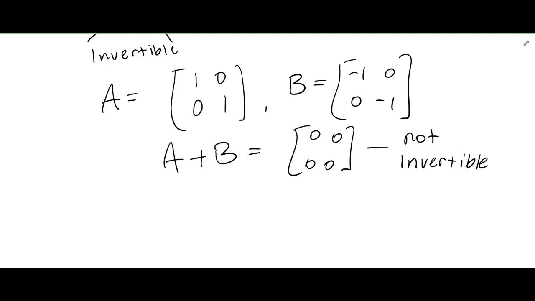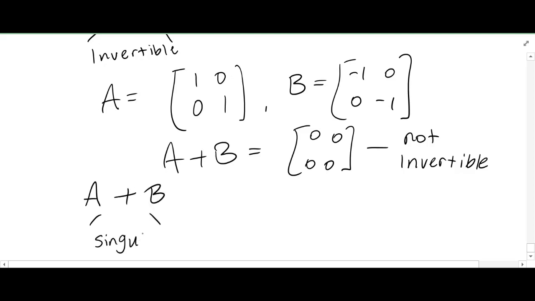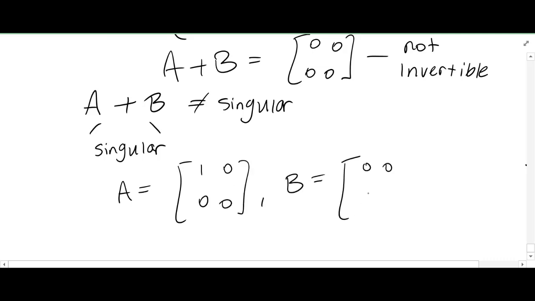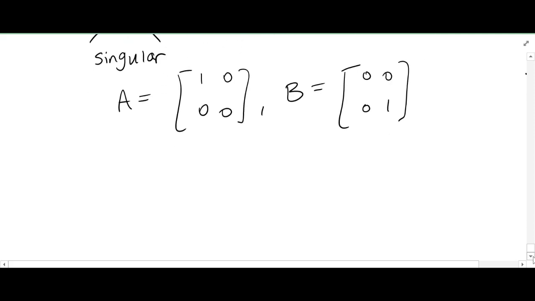Also, if A and B are singular, their sum is not necessarily singular. So, like what I was writing before, if A is this matrix, which is singular, B is this matrix, which is singular, if you add them together, you get the identity matrix, which is definitely invertible. So, two singular things, add them together, they can be invertible to sum.